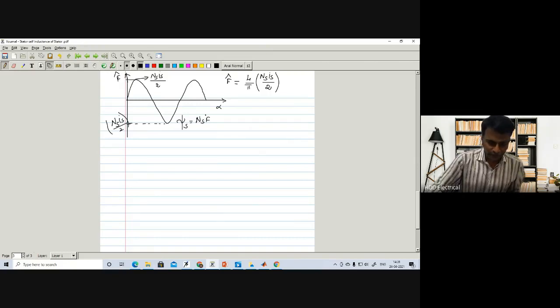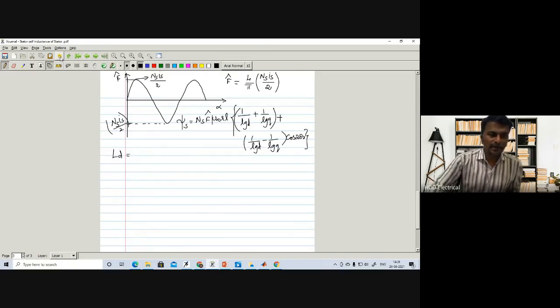Ns F cap mu naught R L into 1 by LGD plus 1 by LGQ plus 1 by LGD minus 1 by LGQ into cos 2 theta. Now I am assuming that LD is equal to, let me, before that, we can write this equation. You can substitute this F cap here.